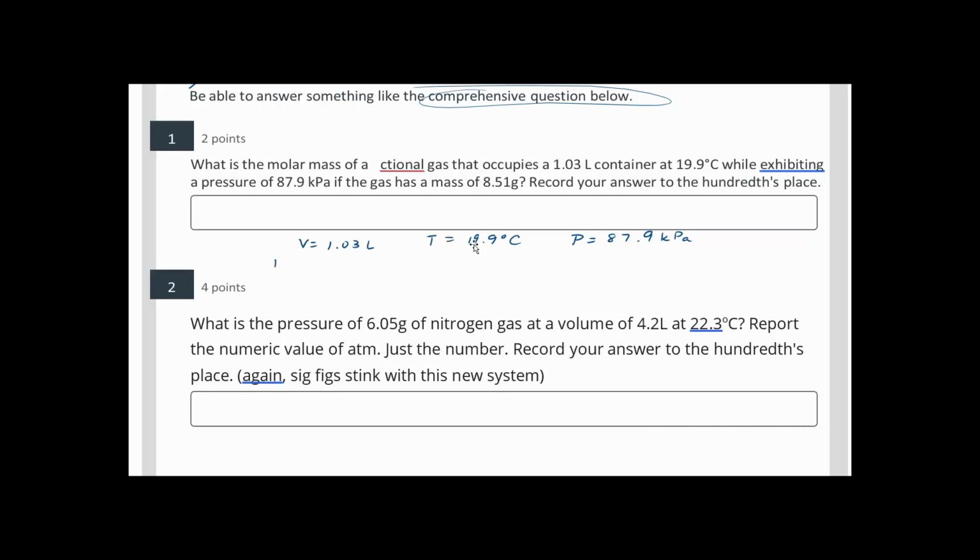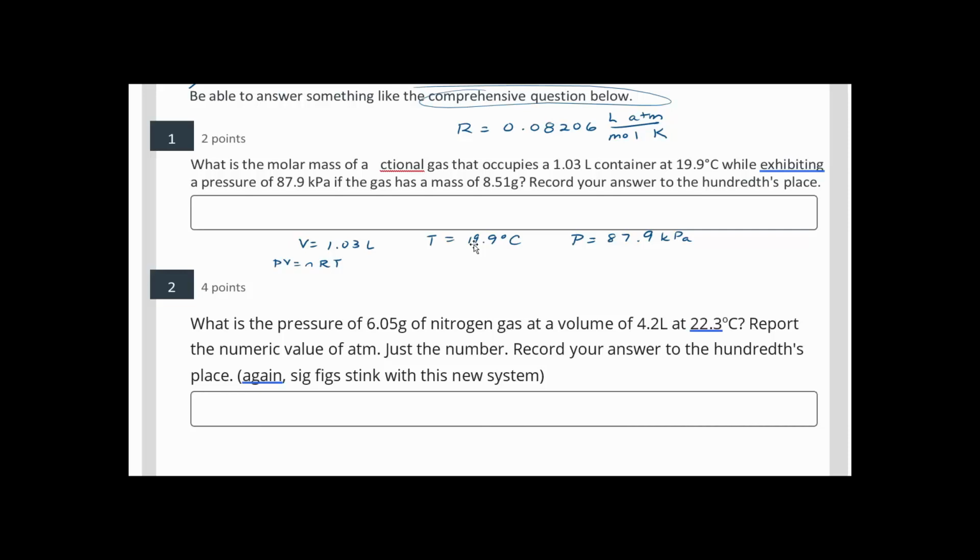So the ideal gas law being PV equals nRT. R is our ideal gas constant, 0.08206. Remember, the units for that are liters atmospheres per mole Kelvin. So we need to match these units with our given quantities.